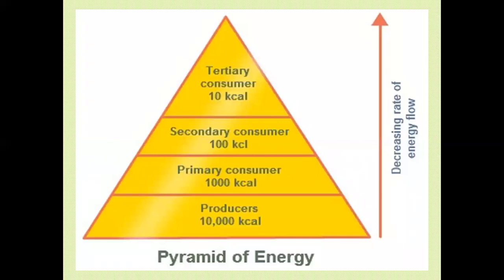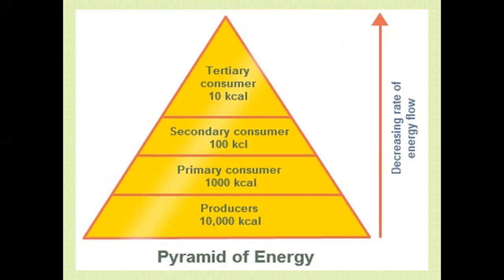Now, this is a pyramid of energy. Here you can see that the producers, which are at the bottommost level, for example, have 10,000 kilocalories of energy. When they reach the second trophic level, only 10% of this energy reaches there, and so they have only 1,000 kilocalories of energy.